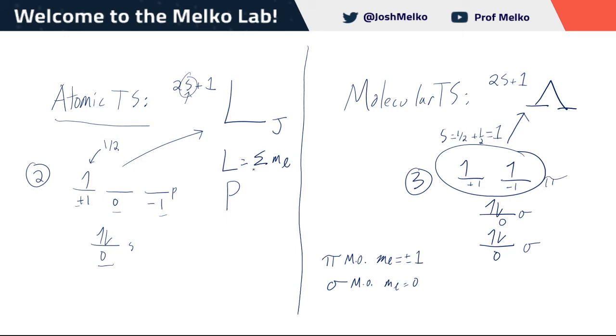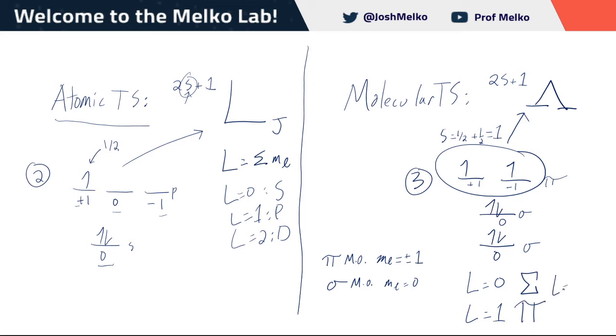Okay. Over here, our L equals 0 is capital S, our L equals 1 is capital P, our L equals 2 is capital D. Over here, lambda of 0 is going to be sigma, lambda equals 1 is going to be capital pi, lambda equals 2 is going to be delta, lambda equals 3 is phi. So S, P, D, F, kind of like we had over here.